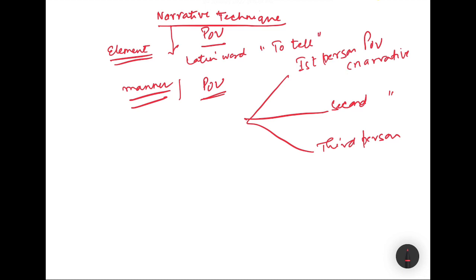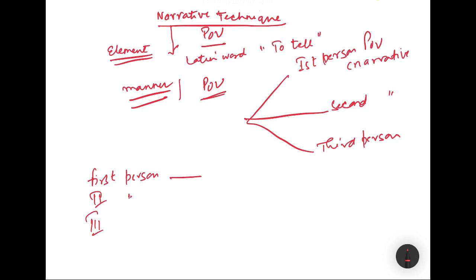Now, what happens, say, in the first person narrative or the first person point of view? The author in the first person narrative is a participant in the events. He is a participant in the events. In the second person, the author addresses the audience. And in the third person, neither the author nor the audience are participants in the events narrated.